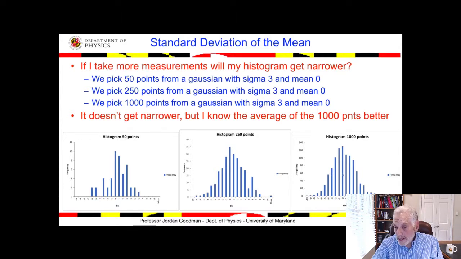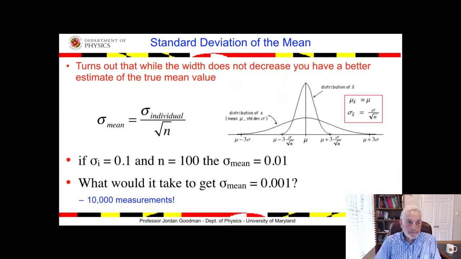So if we look at this, we can say that 2/3 of the data should be within plus or minus 3, and that's what you find when you look at this plot. But what's the advantage of taking more points? Well, I may not have a narrower distribution, but I know the average of those points better. So let me show you that. While the width doesn't decrease, you have a better estimate of the mean of the distribution.